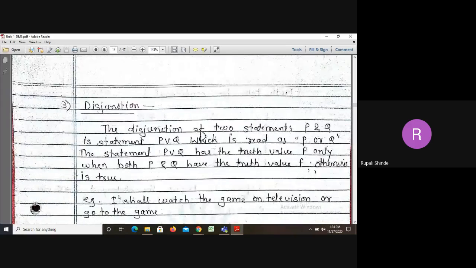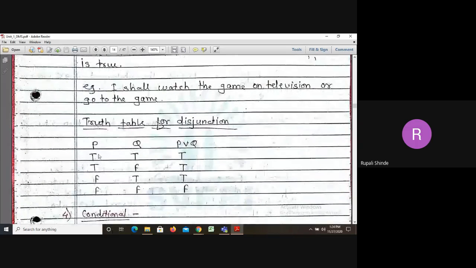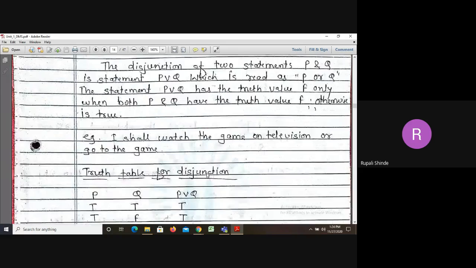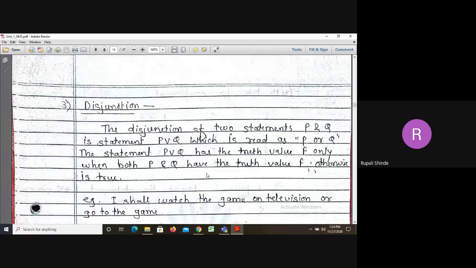So its final value is F when both P and Q have their values F. Then only the final value is F. Now look here. Here P, Q and this is P or Q. So TT, T; TF, T; FT, T; FF, F. Meaning what? When both variables have their truth values F, then only the final value will be F. So this is related to disjunction.